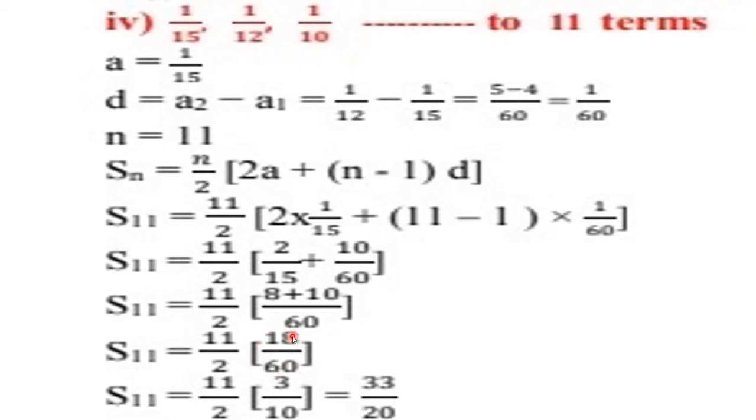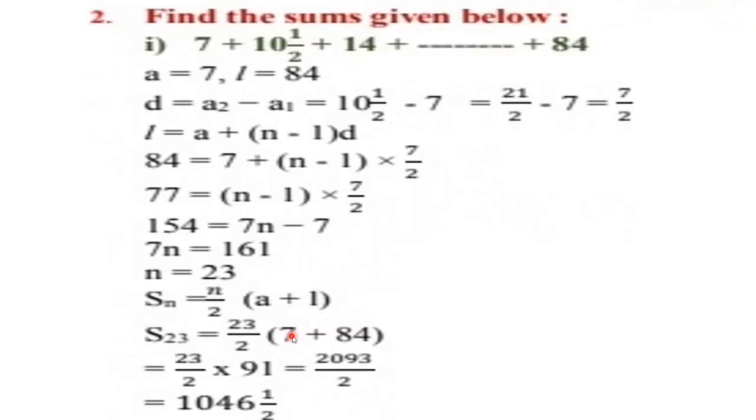Understood, children? So now we'll proceed to the next problem, that is the second question. Find the sum that is given below. They have given the arithmetic series, that is 7 plus 10 and a half plus 14 plus, etc., up to 84. Now they have given 10 and a half. It is a mixed fraction, isn't it? What should it be now, children? 2 tens are 20, plus 1, 21 by 2. This 10 and a half can be written as 21 by 2.